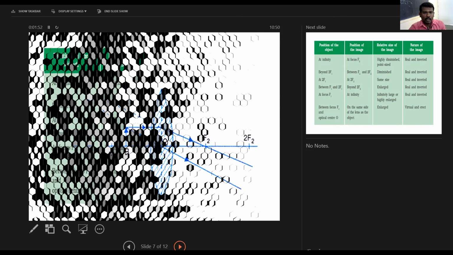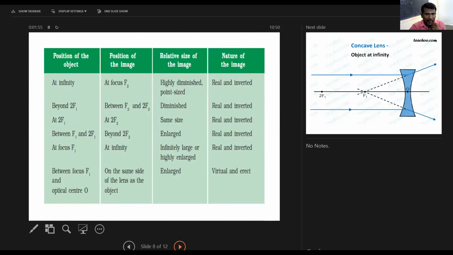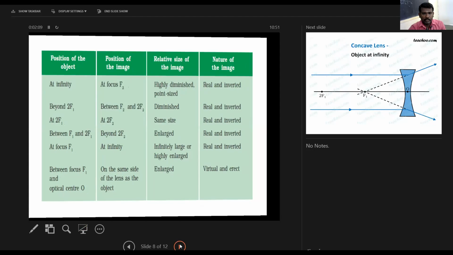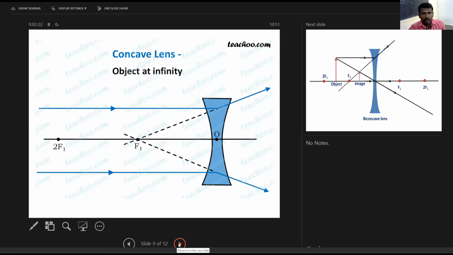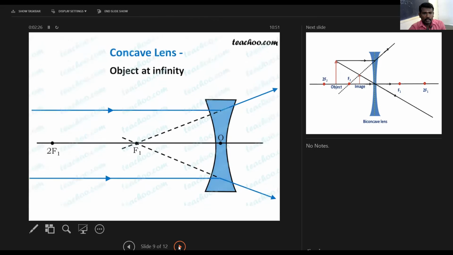So this is a tabular column given in your textbook, the conclusion for image formation using the convex lens. See the nature of the image: all the cases are real and inverted, so mostly real and inverted, and only one case forms a virtual and erected image. And in the concave lens, first case, if the object is at infinite distance, the image is formed at the point f1, diminished, point size image, and that image is virtual and erected.